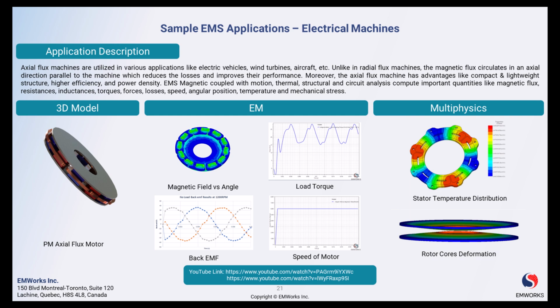Here we have a detailed EMS 3D model showing an axial flux permanent magnet synchronous motor design optimized for use in electric vehicles and wind turbines. The axial flux topology provides high torque density in a compact form factor. Leveraging EMS 3D coupled magnetic, thermal, and mechanical along with motion solvers, the motor was comprehensively analyzed for performance metrics like torque production, efficiency maps, stator temperature distribution, and rotor structural deformations under electromagnetic forces and centrifugal loads.